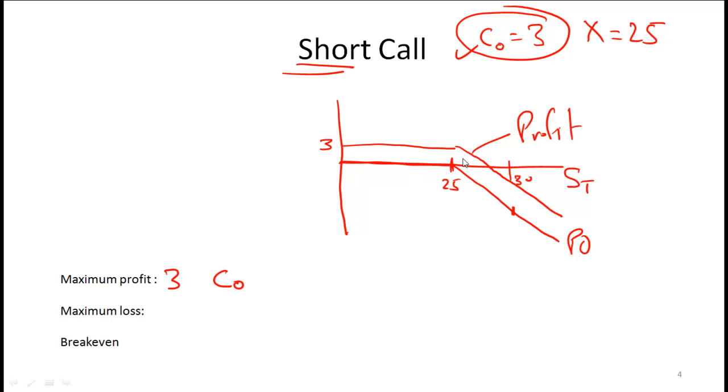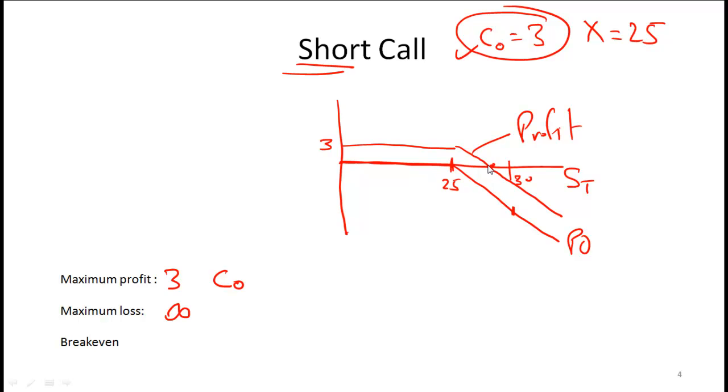What is the maximum possible loss? The maximum possible loss is infinite, because if the stock price keeps going up, your loss keeps building. So there is no limit to the loss. So that's why we say that maximum loss is infinite.